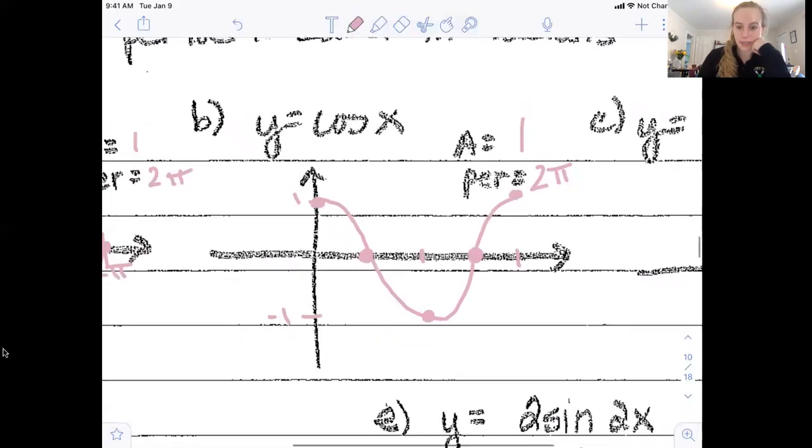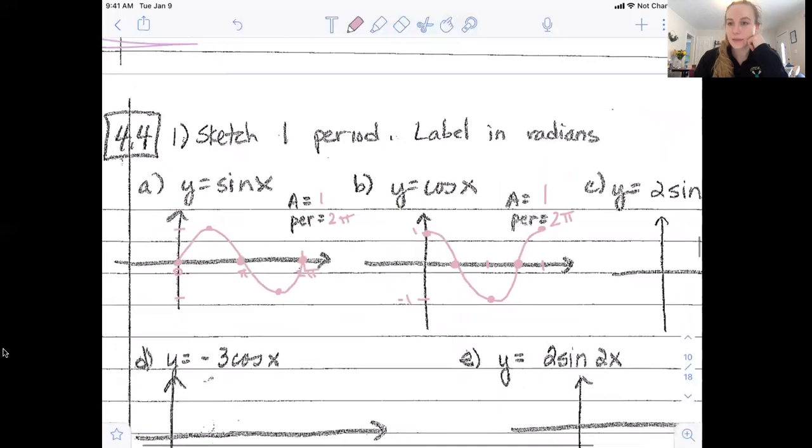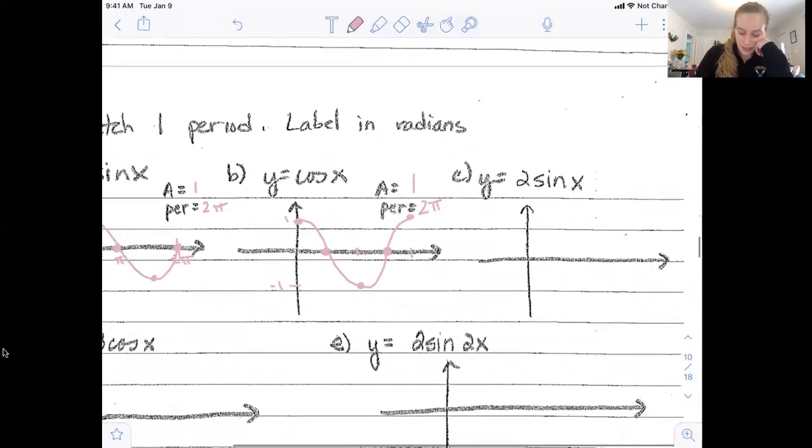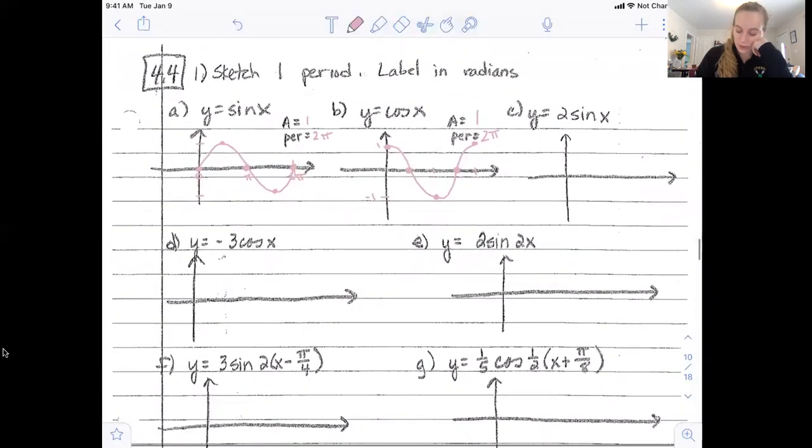That's as good as that's going to look today. Okay, again, those are general shapes. We have that on another sheet, but I wanted to remind us here. The first couple of problems I'm going to do are just amplitude and period changes. So C, D, and E are pretty simple. So I'm going to fly through those.